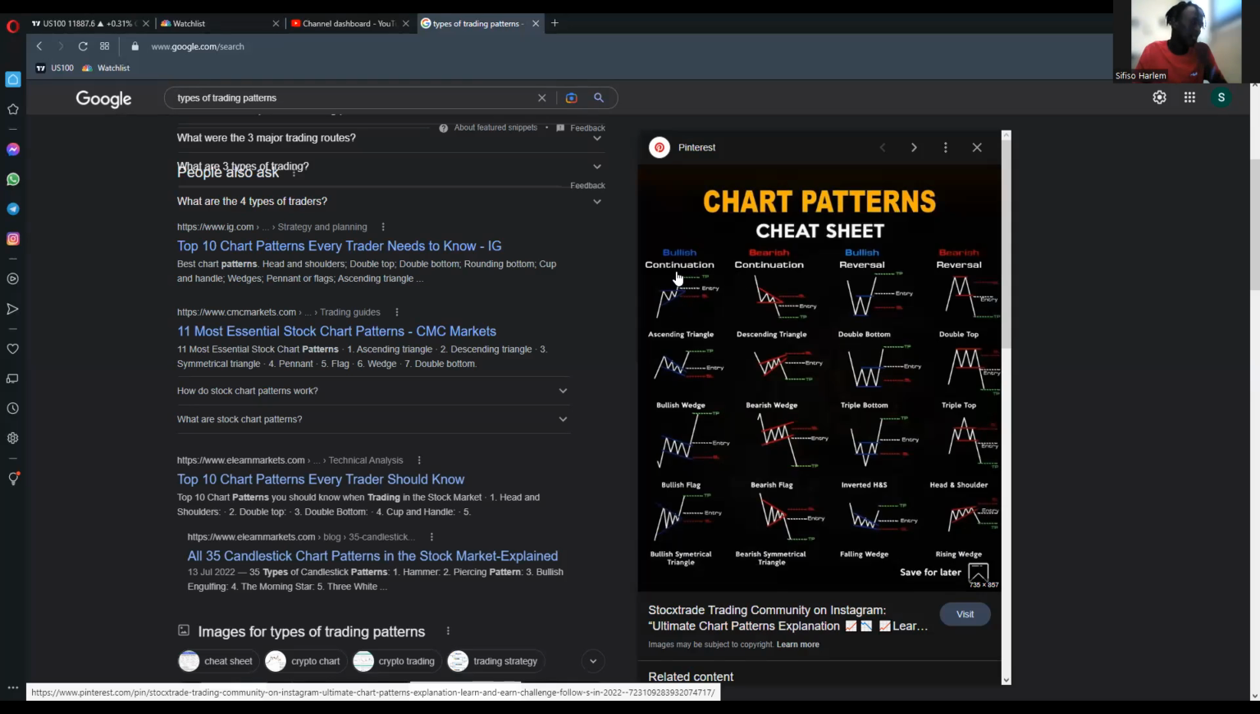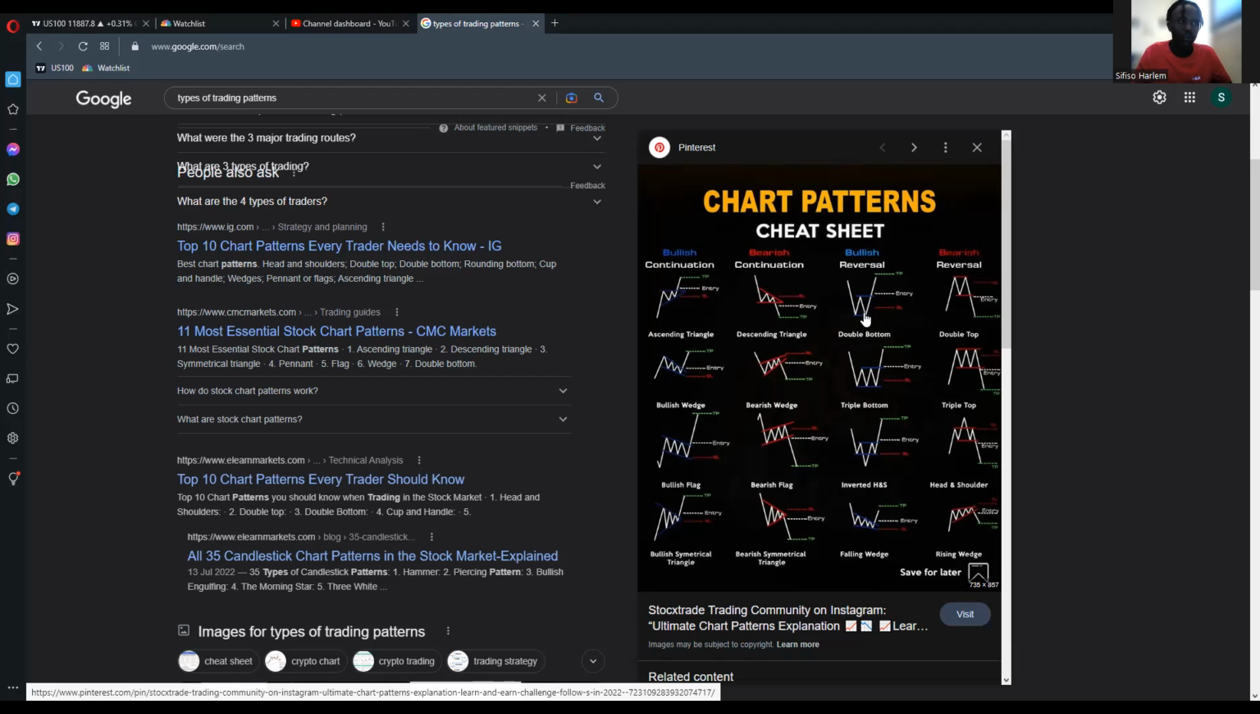So the first one, okay, this is a chart pattern cheat sheet. The first one is a bullish continuation, an ascending triangle. You understand me? You can see where your stop is, where your entry is, and where your TP might be. And we have a bearish continuation, which is a descending triangle. An ascending goes to the upside and a descending goes to the downside. Bull, bear. And we have a bullish reversal, which is a basic pattern. No one can fail taking trades on this pattern.